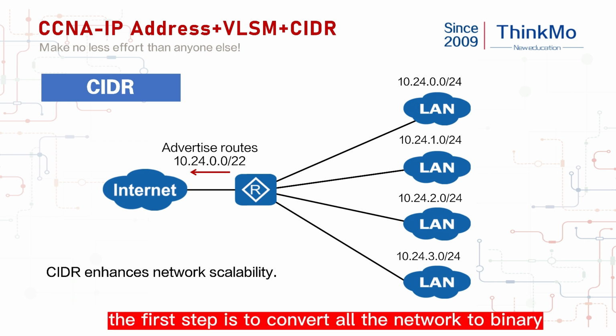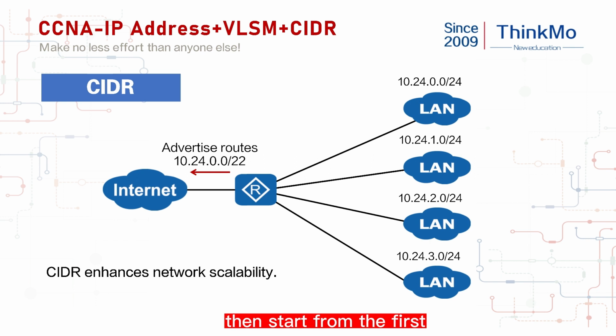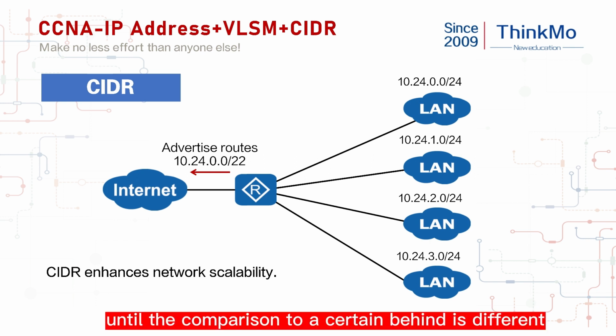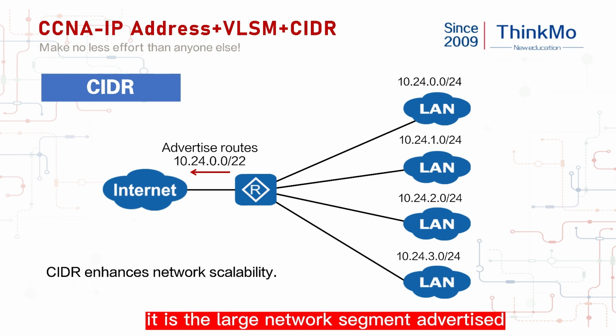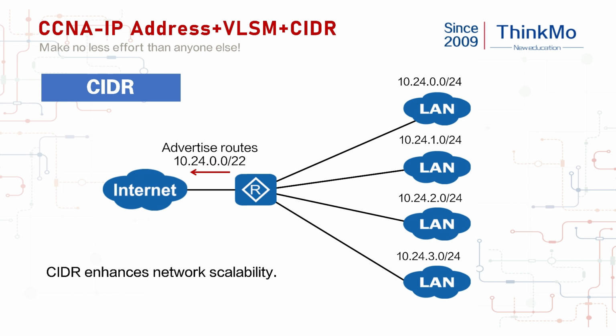The first step is to convert all the network addresses to binary. Then start from the first and compare, until you reach a bit that is different. The previous bits must be exactly the same. Stop from this one, and then all the following values are 0. Then the front part is the network bit and the back part is the host, and this is the large network segment advertised. This is what we call classless interdomain routing.